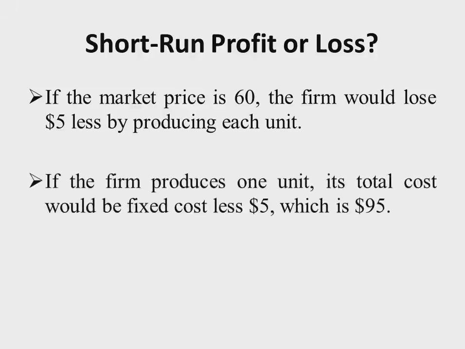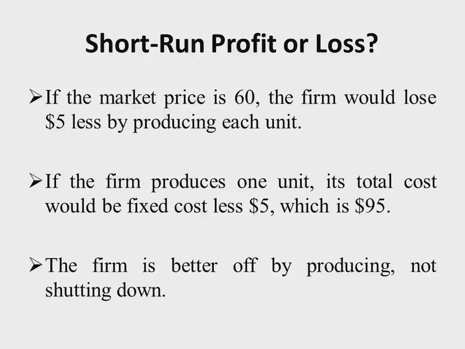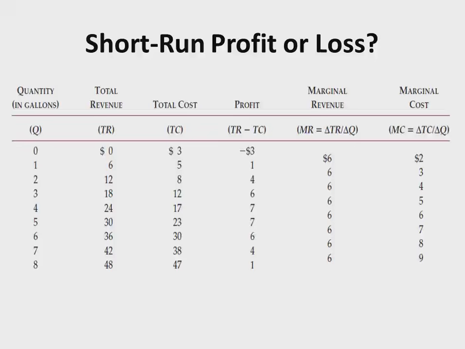As such, if the firm produces 1 unit, its total cost would be fixed costs less the $5, which is being covered by the operational price of 60. And then the losses will be 95. The firm is then better off to produce than shutting down, because it is able to get $5 from the operation and then pay it as part of its fixed costs.